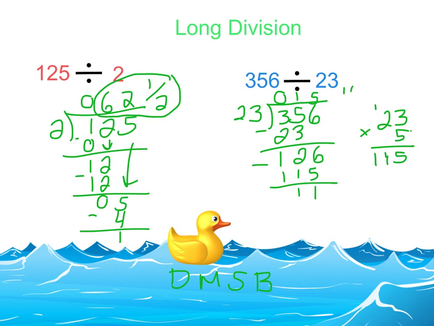Again, I'm going to write it as a fraction. 11 is the remainder, and 23 is what we're dividing by. So our final answer is 15 and 11 23rds. About a half.